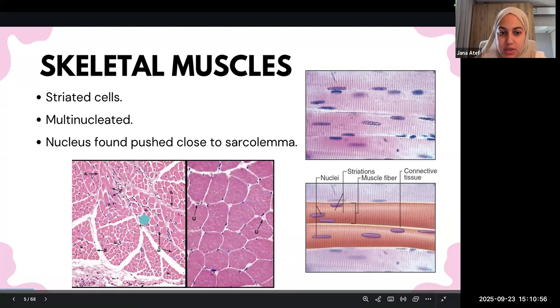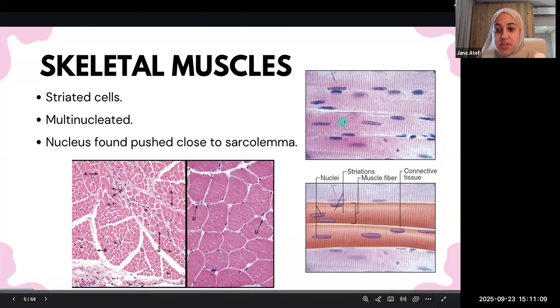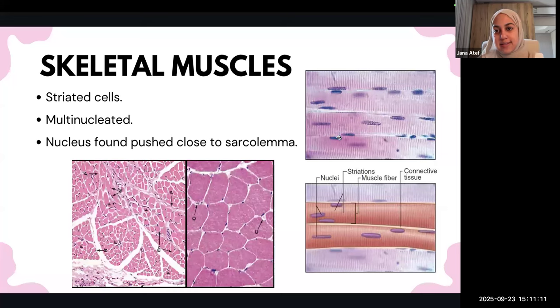Okay, so again, in a cross section, the nuclei are all in the periphery. This is a very common OSCE question, by the way. It could give you just a cross section. Whenever you see peripherally pushed nuclei, you see striated cells, you see multinucleated cells, it's most likely a skeletal muscle.